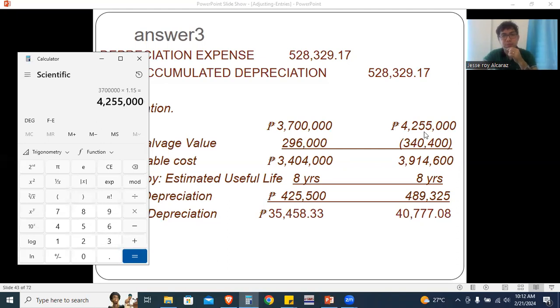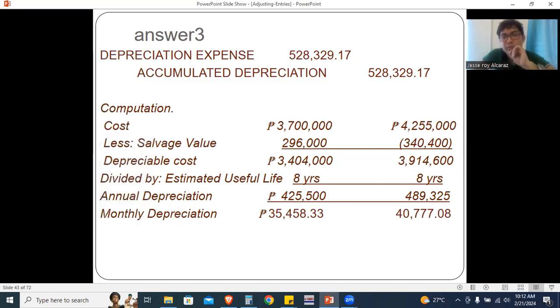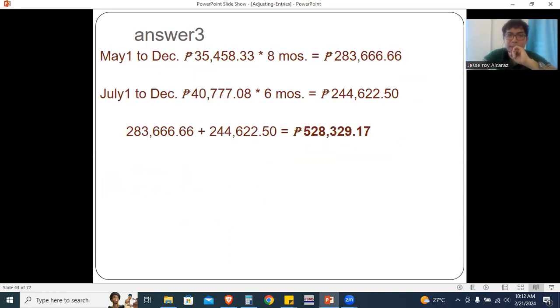Okay, 4,255. And then the salvage value, 8% of the acquisition cost. One na siyang 3,4. While for the main, 296. Ayan. So depreciable cost is the following divided by useful life of 8 years. So we arrive at the annual depreciation. Divide it by 12, then we will be having this monthly depreciation. Take note nga ang isa gipalit sa May. Ang isa gipalit sa July.